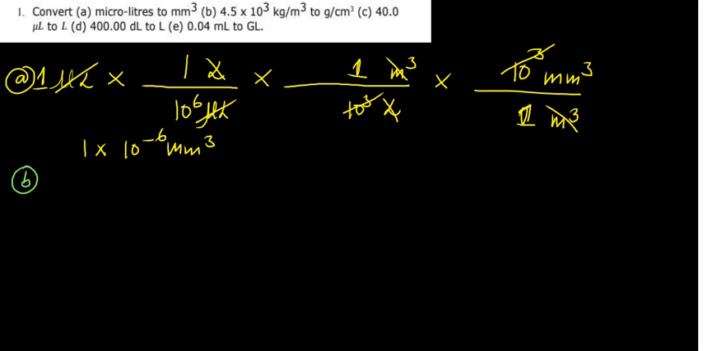Alright, so for part B, we have 4.5 multiplied by 10 to the power 3 kg per meters cubed. We want to take it to grams per centimeters cubed. I don't want to write it as kg per, so instead of writing per, I'm going to put over, like that. It's the same thing. This is kg per meters cubed.